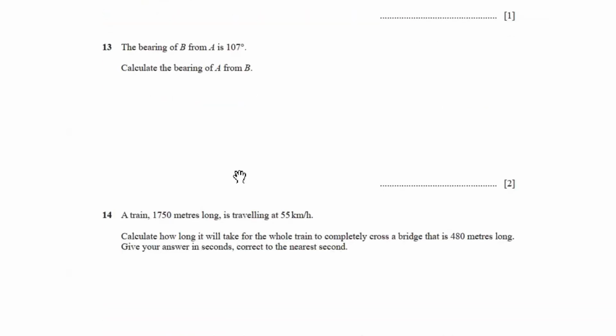Then 13 says the bearing of B from A is 107. Calculate the bearing of A from B. That means A is going to be over here and B is going to be somewhere over here. We draw the north at A and at B, and we assume this is 107 because we're talking about the bearing of B from A. So that means we draw the angle at A.